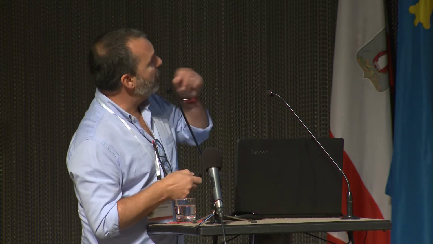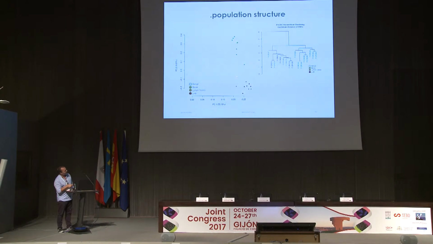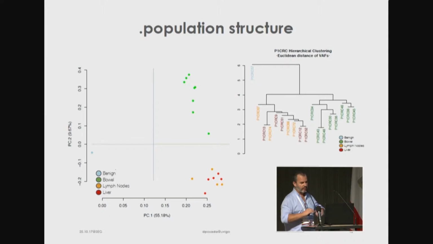Well, we also check population structure. We can really see this is a principal component analysis, this is a clustering. You can see that there are two well-defined clusters, the primary tumor cluster and then the metastasis, okay? So we see a structure at that level, but not within the primary tumor. We do see a structure between primary tumor and metastasis, but not within the primary tumor.